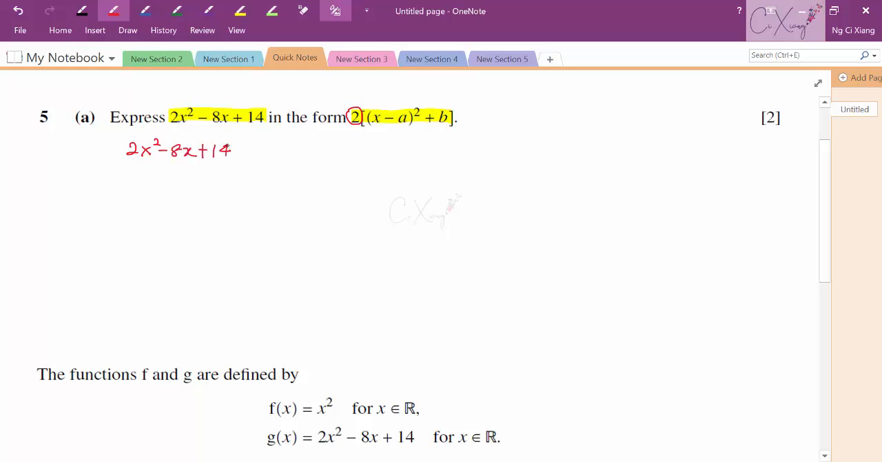Before we start the completing square process, we have to make sure that the coefficient of x squared is always equal to 1. Therefore, I will factorize out the 2. And this is what I get after I factorize out the 2. Alright, so now I will start the process of completing square. So I'm having plus something square minus something square. The something should be negative 4 divided by 2, which is negative 2, and also negative 2.